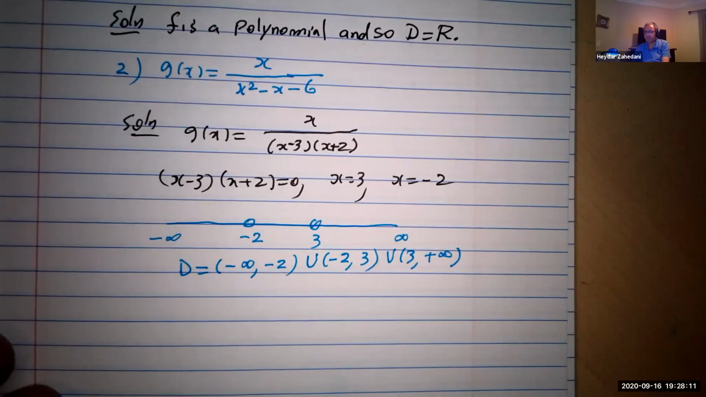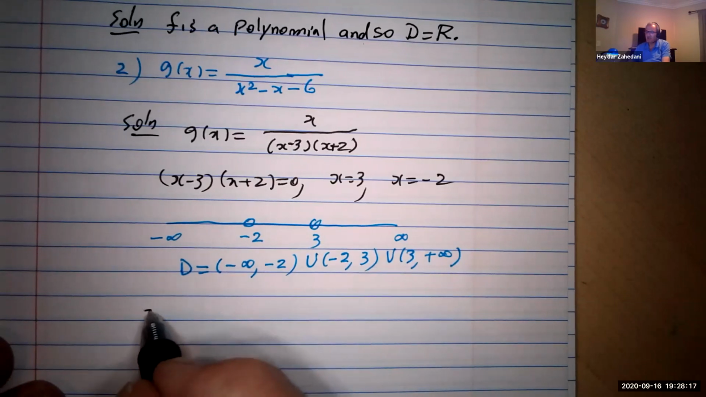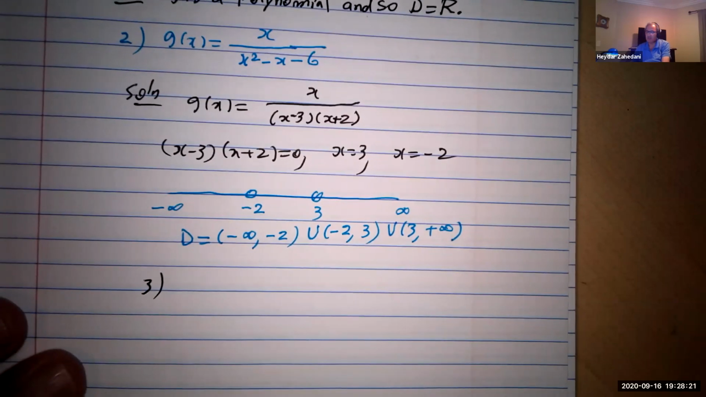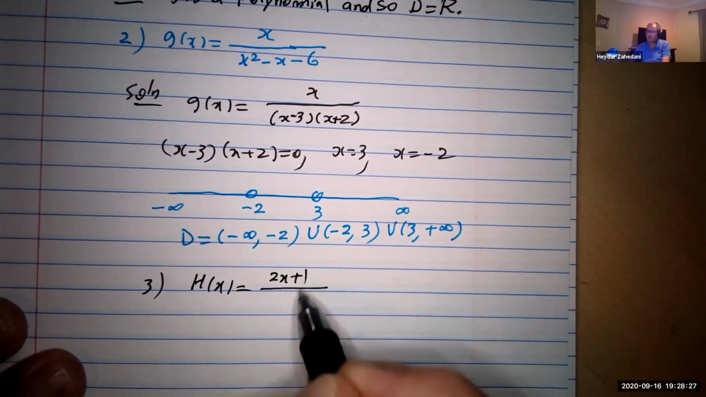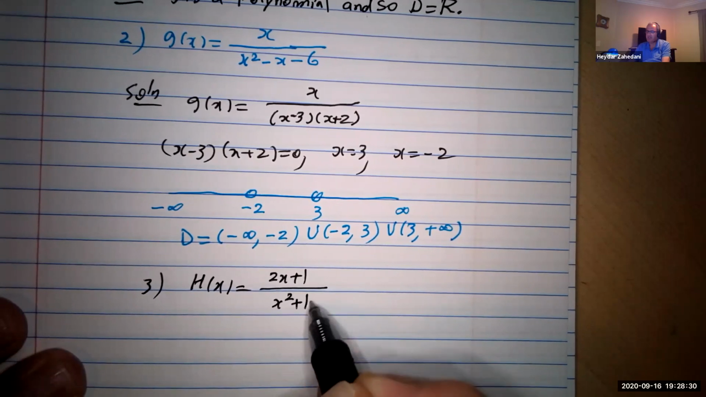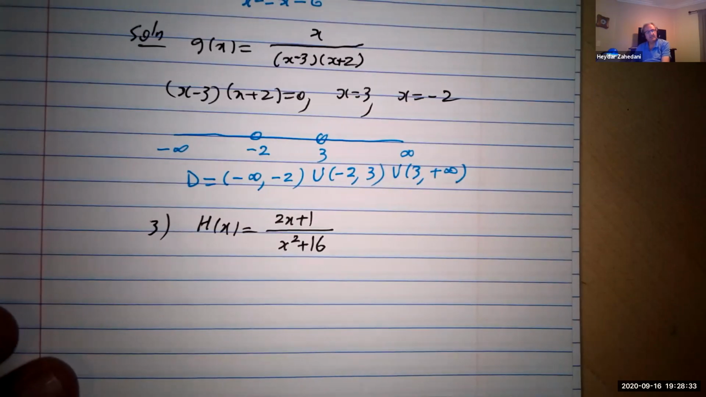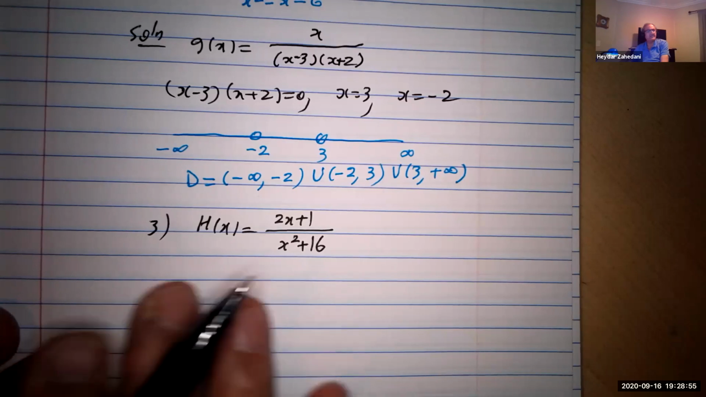That's type 2. Type 3 is going to be this one. You may be given a fractional one, a rational function, but the denominator stays the same. You see this one? 2x plus 1 over x squared plus 16. You see, there is a denominator, but it's x squared plus 16. We try to factor it, because if you factor it, then you get the numbers that you have to exclude. But you know that x squared plus 16 is not factorable. We can only factor x squared minus 16. Since you cannot factor it, the number line stays the same.